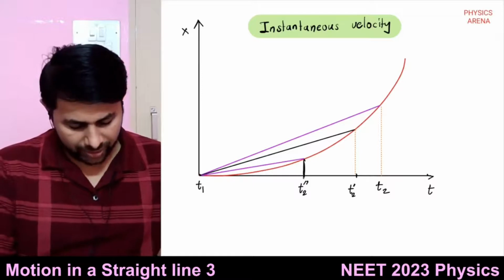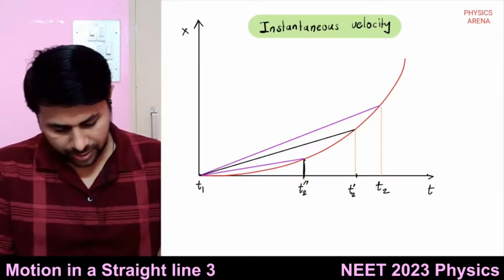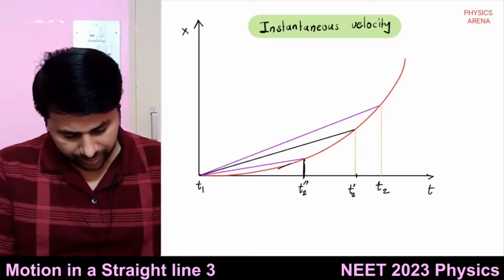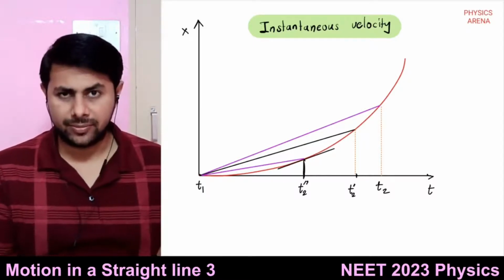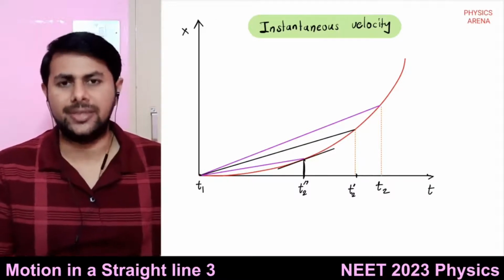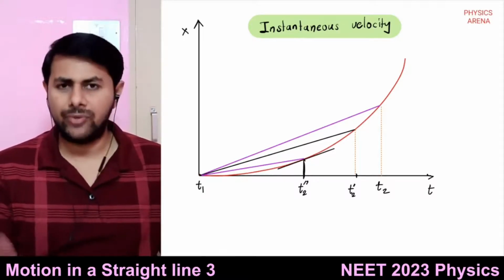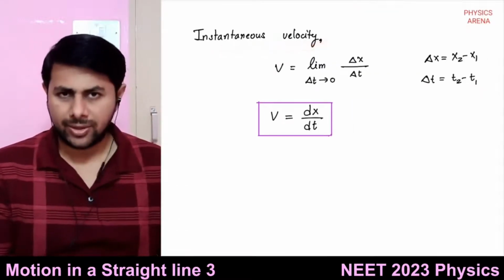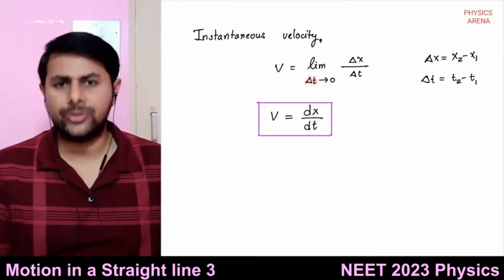So let's suppose I want to find out the velocity at this instant t2 prime. The line whose slope will give me the velocity will be like this. It will be tangential to the curve, right? So it is known as the instantaneous velocity. How do we define that? The instantaneous velocity is the velocity in a particular instant, so the time interval is almost zero.